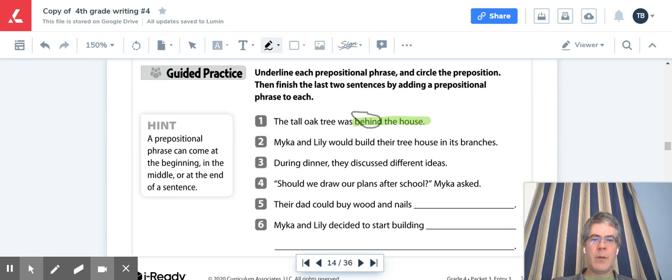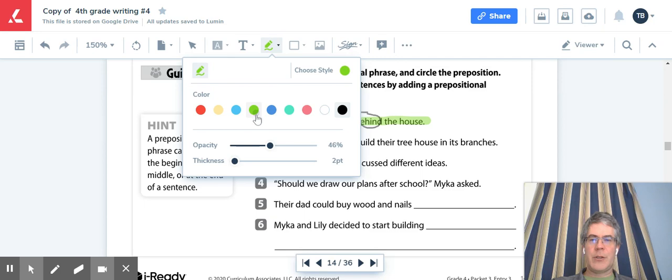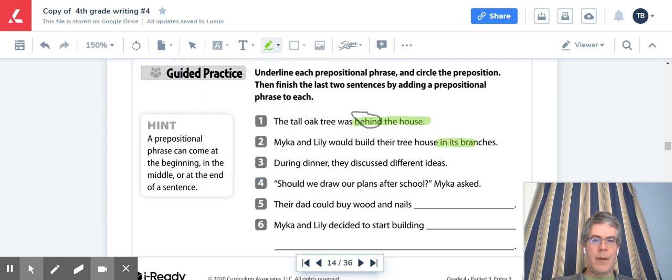Micah and Lily would build their tree house in its branches. It shows where they're going to build the tree house, in the branches. And that's our phrase. Okay, I can use this to circle. So in its branches.